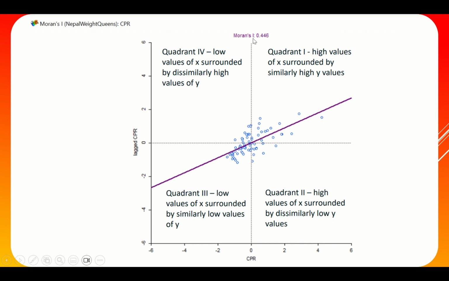And so the Moran's I gives you the scatter plot, and at the top here there's our Moran's I of 0.446. That's positive 0.446, and that's indicating we have a positive slope. So when we have a positive slope of Moran's I, that indicates we're dealing with positive autocorrelation, aka clustering.